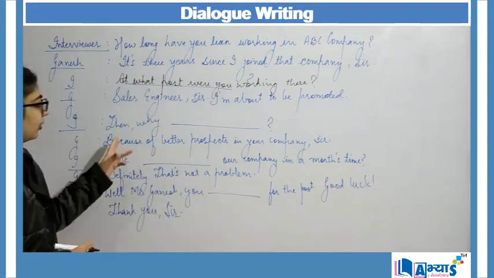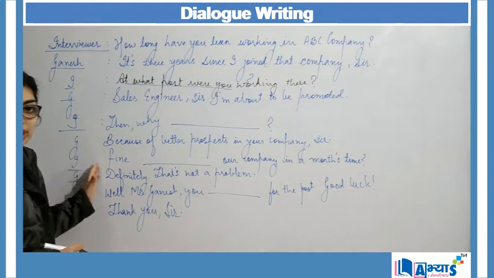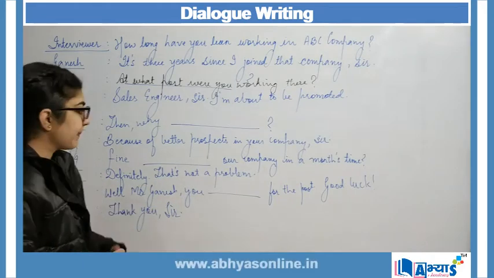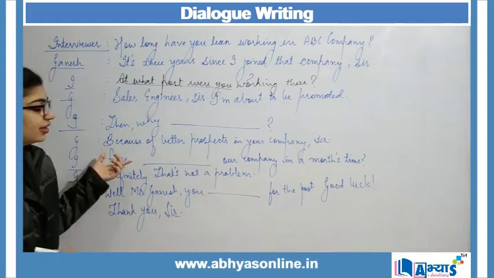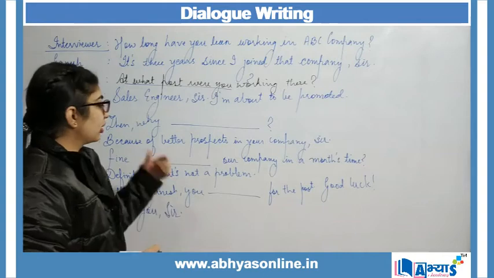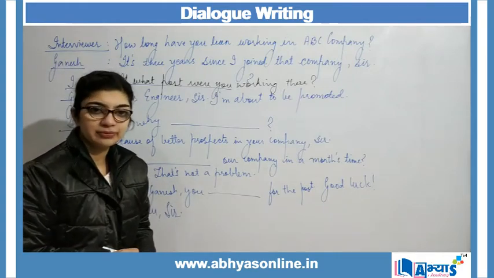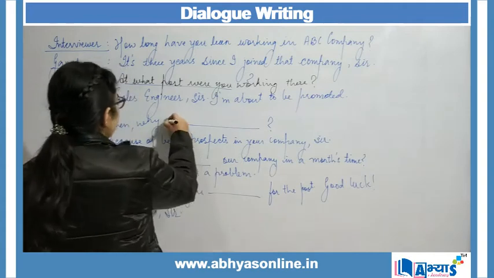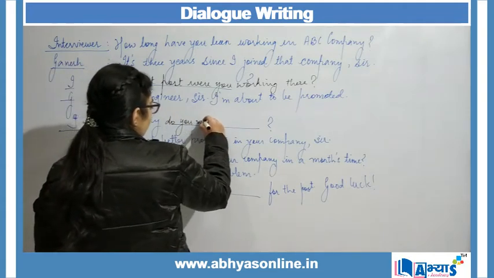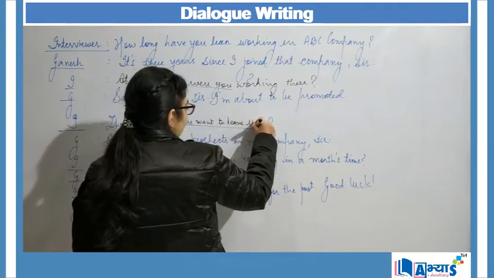Next is, "Then why?" and a question mark, to which Ganesh replies, "Because of better prospects in your company, sir." Here the reason is because of better prospects. Why? The question can be, then why do you want to leave that company? Right? So why do you want to leave that company?